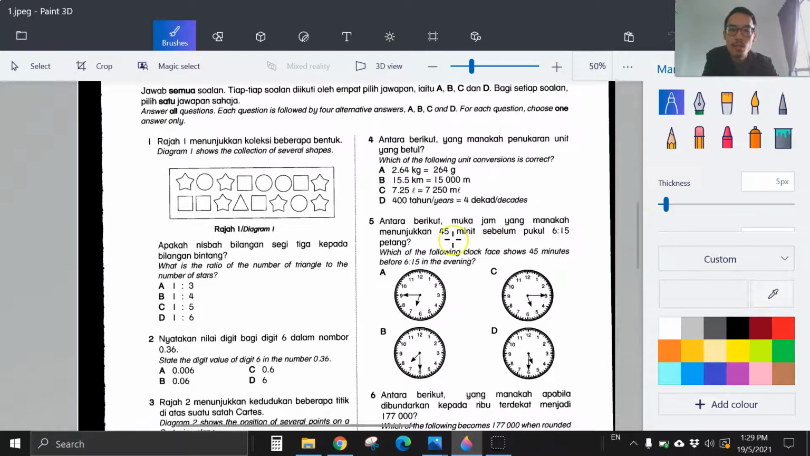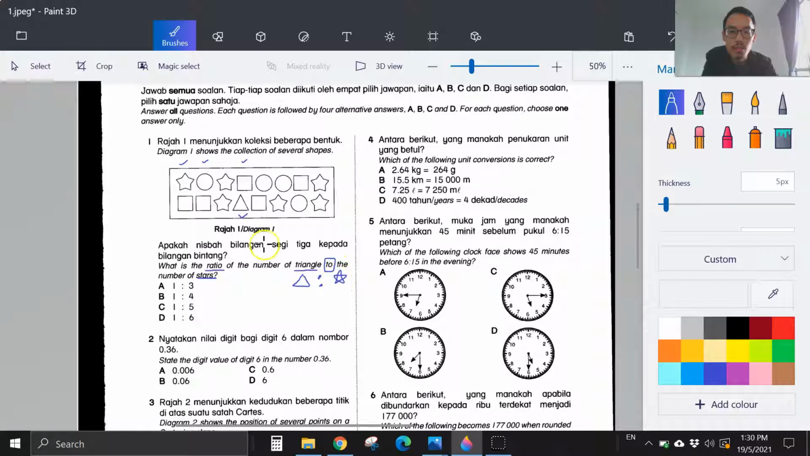Let's look at question 1. The diagram shows a collection of several shapes: star, circle, square, and triangle. What is the ratio of the number of triangles to the number of stars? Apakah nisbah? Triangle is on the left of the colon, stars on the right.